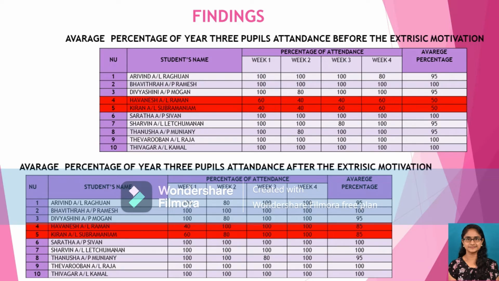Good evening, Doctor. I'm Yogeshwari Arambugam. I'm going to present the findings that we got from our data analysis. We compared the average attendance of students for 4 weeks before and after the extrinsic motivation, as shown on the screen. The average percentage of attendance of the 2 students before the extrinsic motivation was only 50%, which is highlighted in Table 1. However, the percentage increased to 85% after the students were motivated by rewards, as highlighted in Table 2.